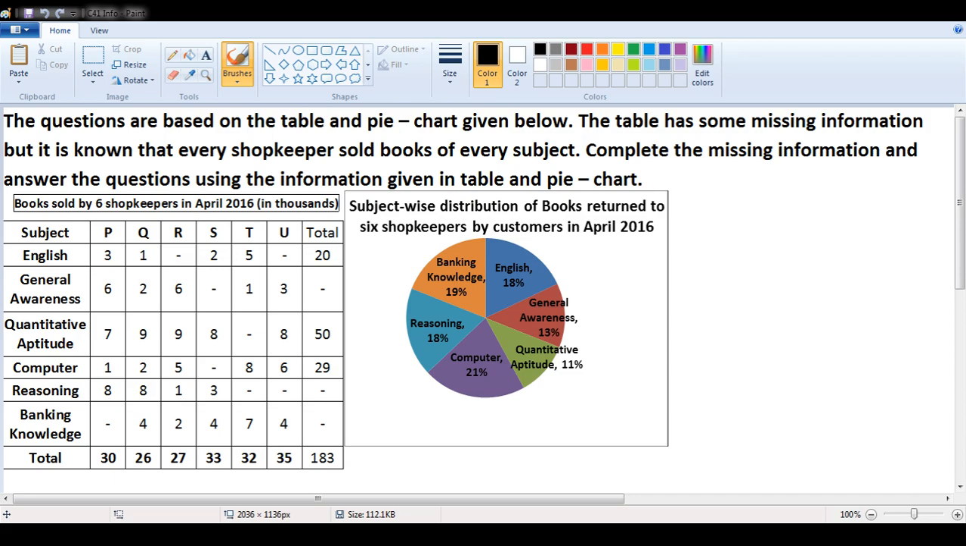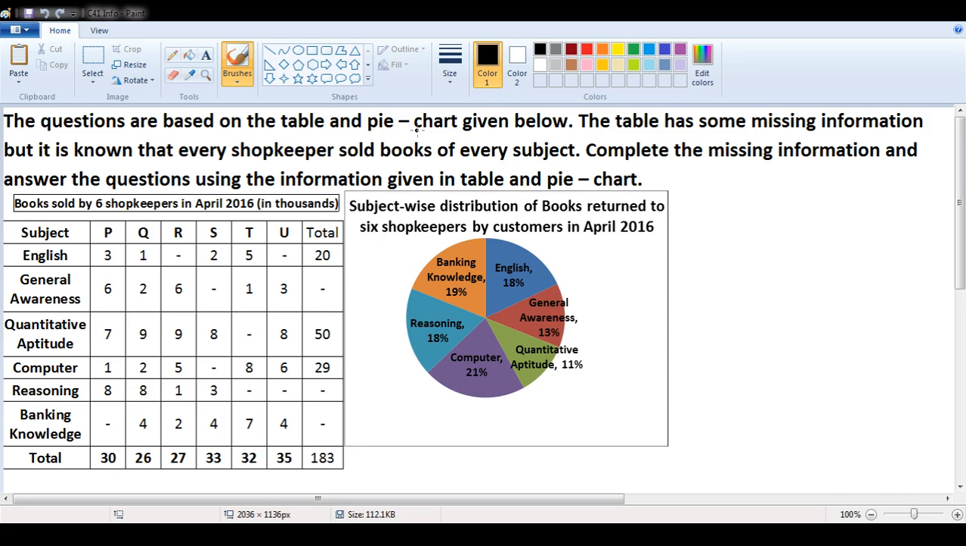Now please see this caselet, sir. It's a caselet on missing DI again. Some of the values are missing here. But once you fill the table, the question becomes a very easy question. Answering the questions is not easy. In fact, filling the table is also not very difficult in this case. Answering the questions is also not difficult in fact.